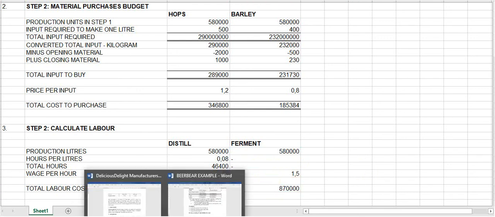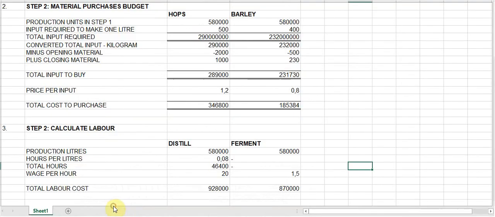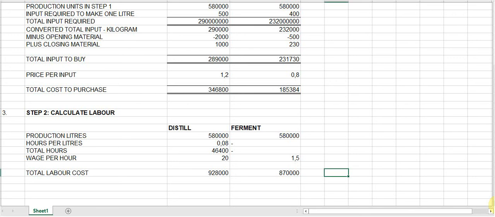So if they do in a question state to you that laborers are paid per unit or per whatever is produced, per bottle, then the hours will be left blank, and in effect it makes the question slightly easier. So for the labor, you will spend 870,000 Rand in the fermentation department.